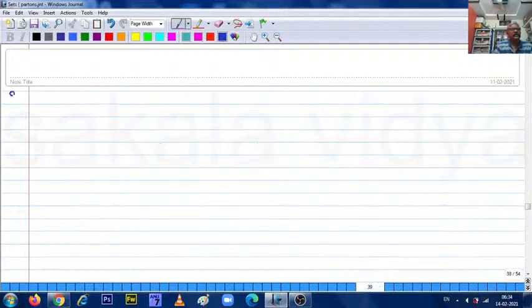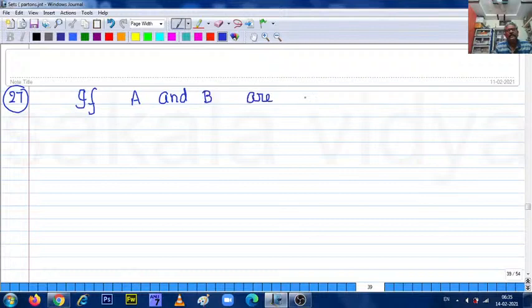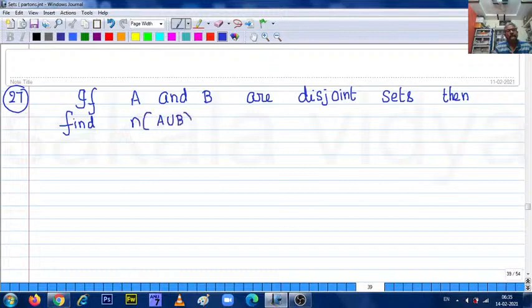Now the 27th question. If A and B are disjoint sets, then find n of A union B. So if A and B are disjoint sets, then find n of A union B.